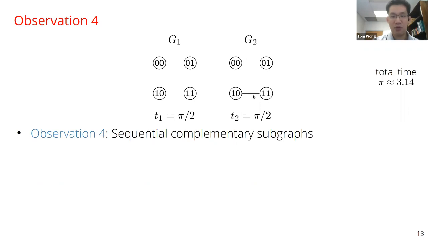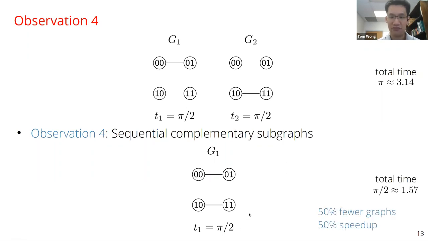What we proved in the paper, and by the way, there are proofs of all of these observations in the paper, I'm not going through any of the proofs. What we can do then is combine these graphs. So we can basically move this edge to here like that, and we can get rid of this second graph altogether. So we can combine these two into a single graph. Basically, if you have a graph that's a subgraph of the complement of the first graph, meaning that the vertices with edges here don't have any edges in the first graph, you can combine them into a single graph. So here we have half the number of graphs, and the runtime is also halved. So that's also a 50% improvement in both of those quantities.